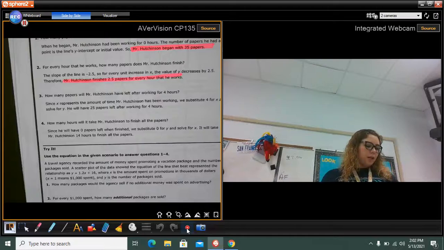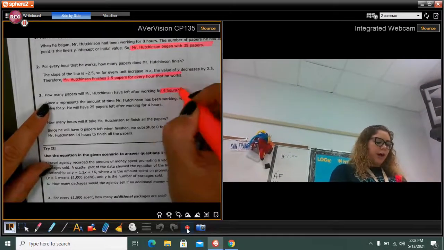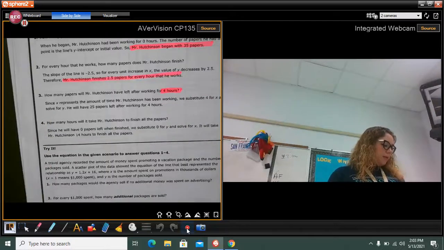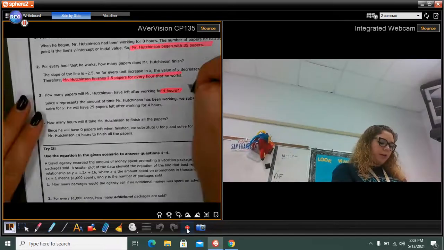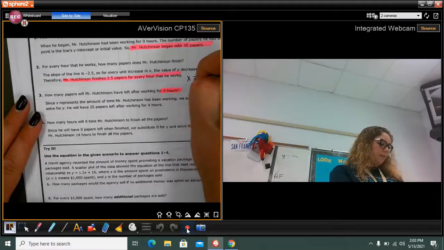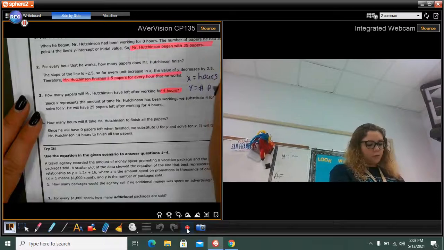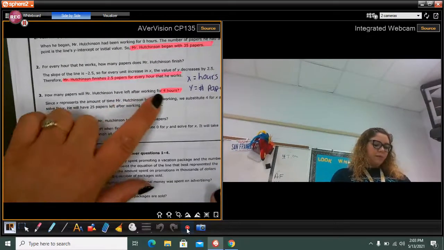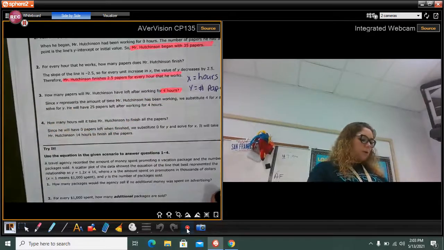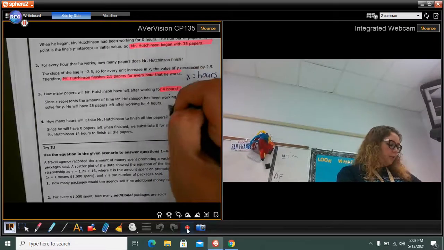Number 3. How many papers will Mr. Hutchinson have left after working 4 hours? To do that, we need to know that x is the amount of time working in hours, and y is the number of papers remaining. He wants to know how many would be left after 4 hours. When we talk about hours, we're talking about my x. We're going to use my equation up here to solve that problem.